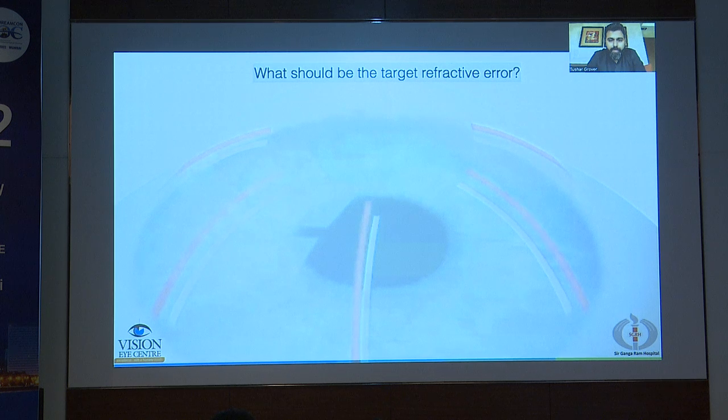Now, what should be the target refractive error for your patients? If it's a LASIK patient, I go for a plano target refractive error, because we are usually quite on point with these calculations, and you don't expect much of a refractive variation post-operatively in these patients.